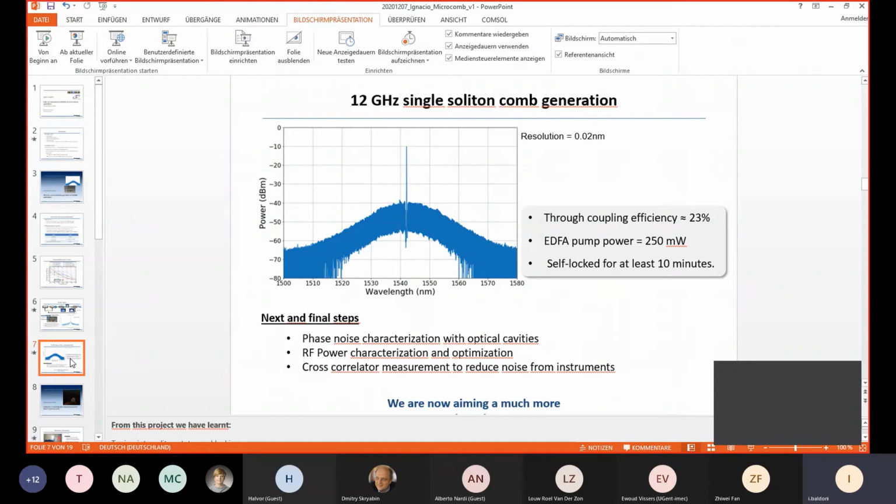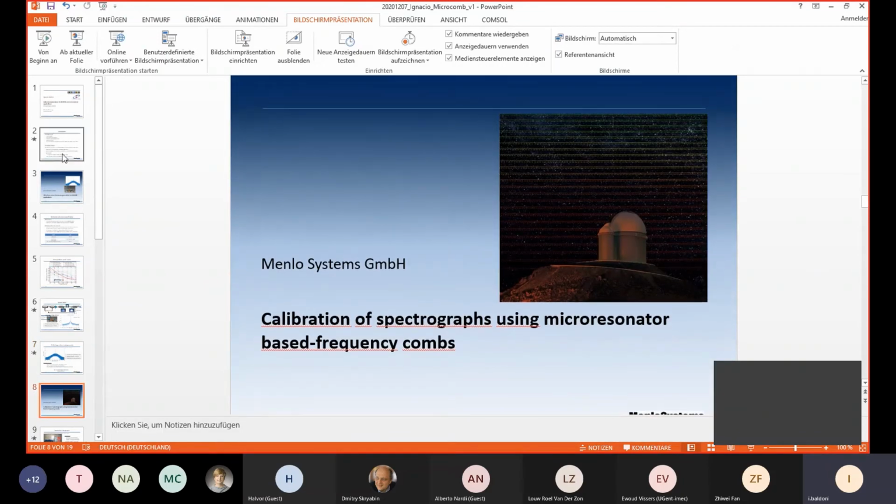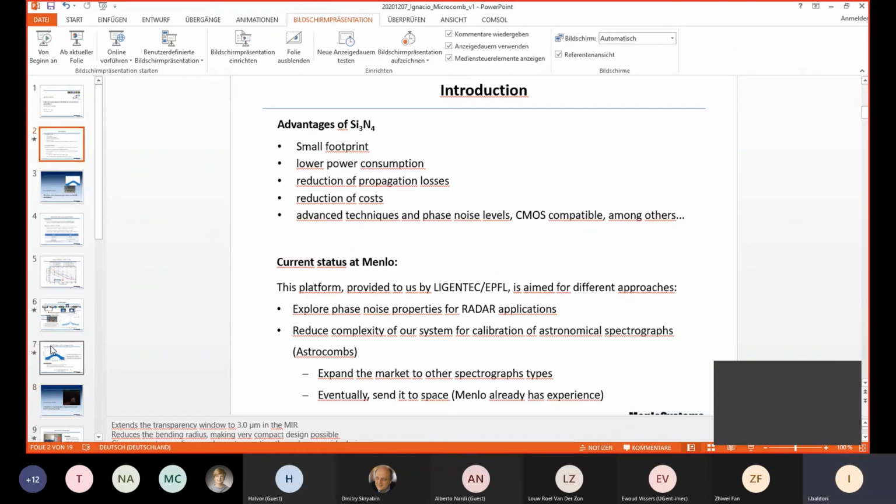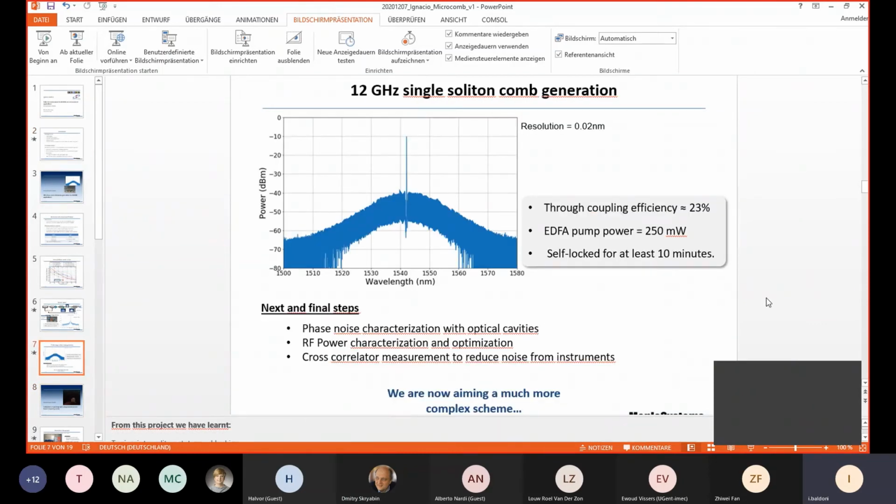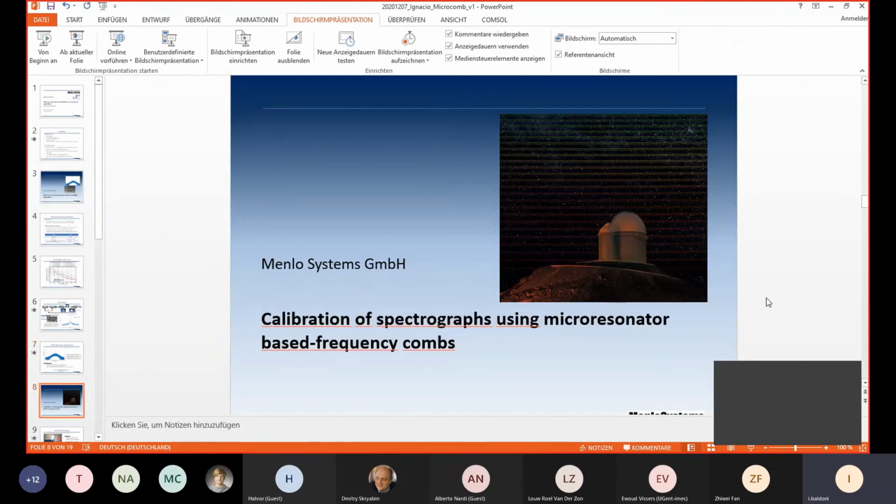And unfortunately not this year, but probably at the beginning of next year, we will be able to perform some cross-correlation measurements to reduce the noise coming from the instruments and have a more intrinsic knowledge of the comb itself. So in this project we have learned a lot about this kind of system, and now we will go into a much more complex scheme, which is the calibration of spectrographs using microcombs.